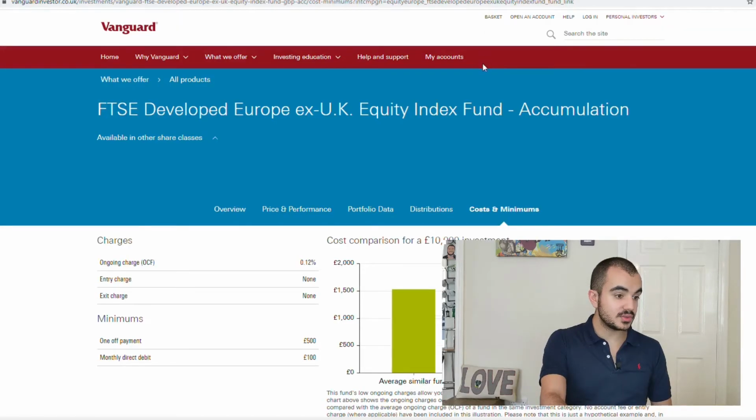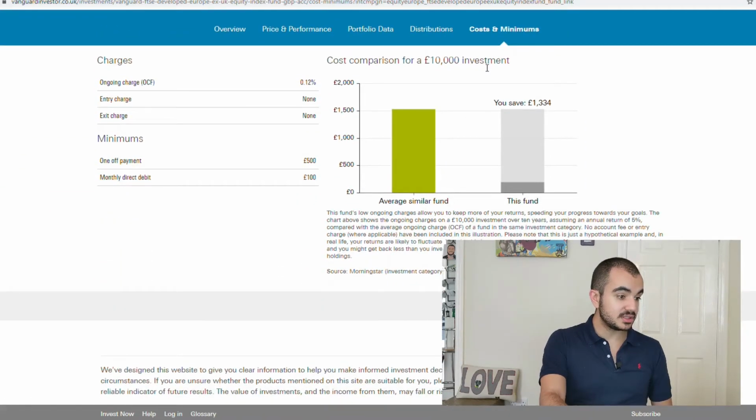Cool, and then let's just go straight to cost and minimums. As you can see, this shows you the charge for the fund. So that's 0.122%. And then to open this account, you can create a £500 one-off payment, or you can do a monthly direct debit of £100 into this fund.